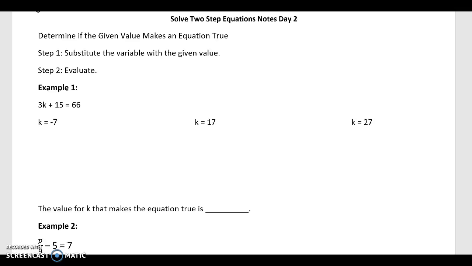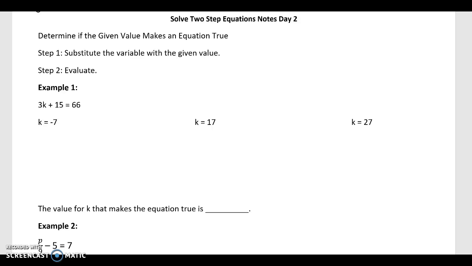Okay guys, today we're continuing solving two-step equations. Today we're just going to do a different piece of it. So we are going to determine if the given value makes the equation true. What we're going to do is substitute the variable with the given value and then evaluate.